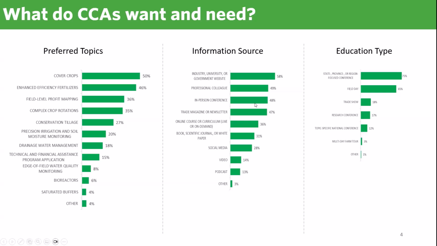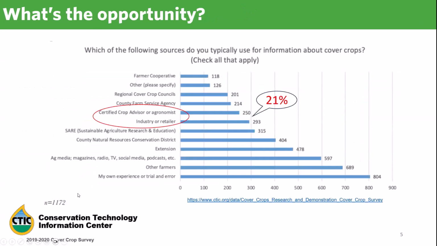I'm showing this graph because we also matched that survey with another survey we did with about 1,200 farmers, where we asked them, which of the following sources do you typically use for information about cover crops? We asked them to check all that apply. And we just used cover crops, but think about conservation practice as a whole. Farmers in general are going to be trying on their own. They're going to rely on other farmers, but they rely on extension as well. But when you look at CCAs, or industry or retailer, only about 20% of them said that they get their help from the CCAs. So that shows us, and now, what's the opportunity?